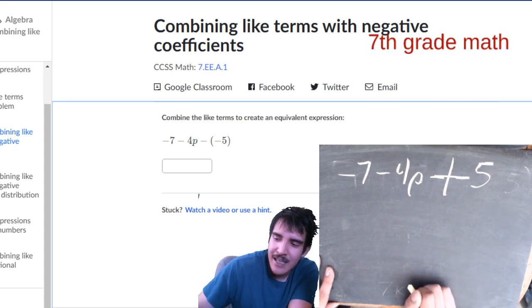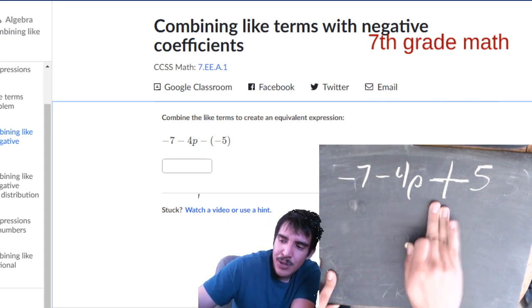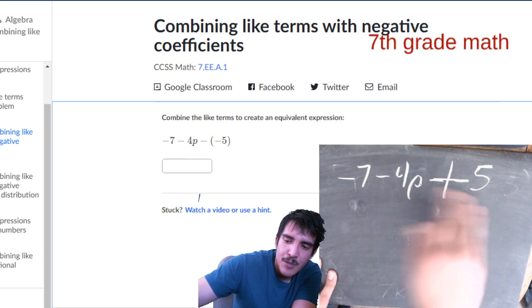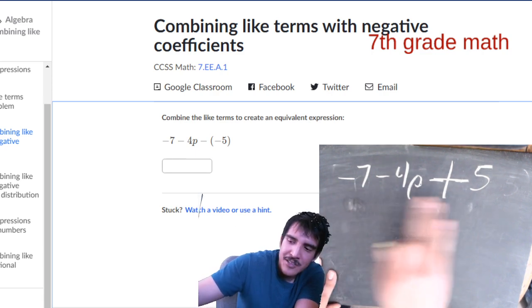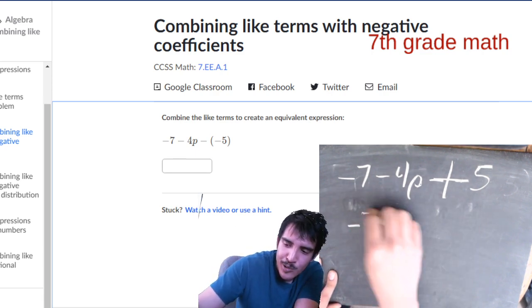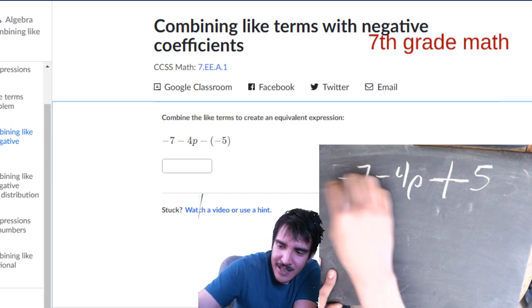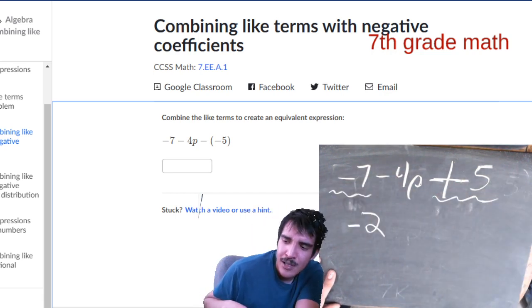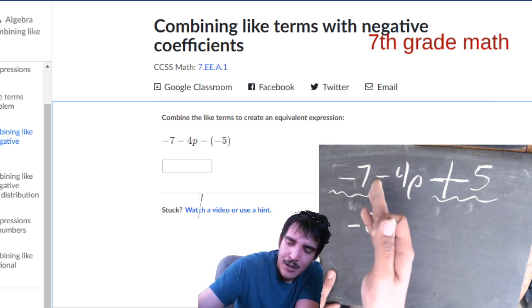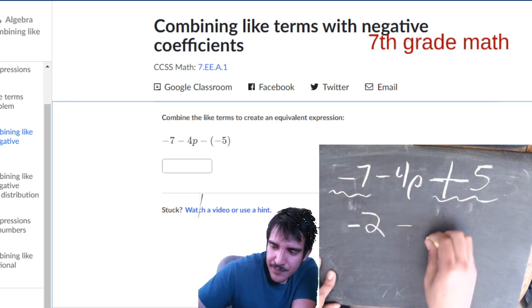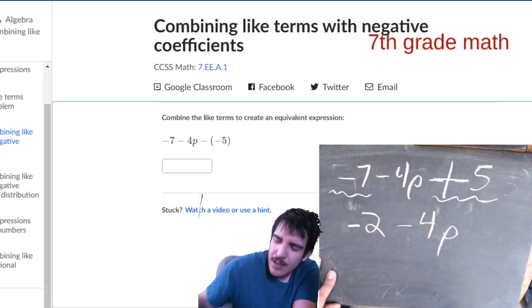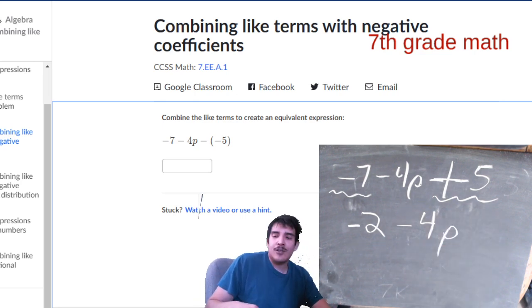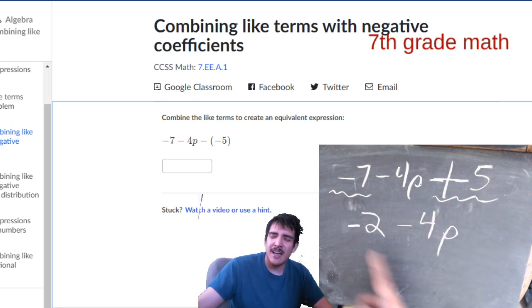Okay, easy. Negative 7 plus 5. So negative 7, you lost $7, then you gained $5. You're still $2 in debt. All right, that's what happens when you combine these like terms. You get negative 2. What else is left? Well, minus 4p is left. Okay? Now, this is our answer right here, because these cannot be combined.